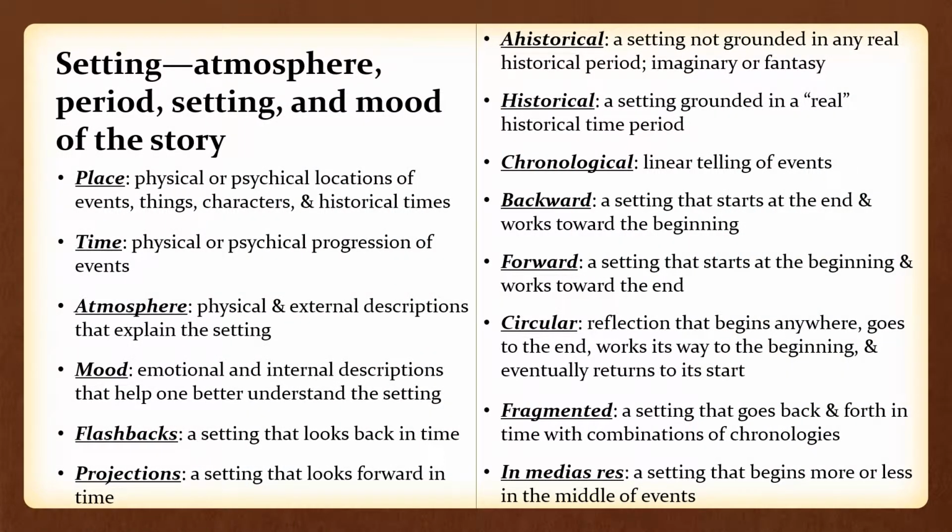Setting, atmosphere, historical period, physical setting, and mood of the story. So when performing a literary analysis of a text, readers should observe the following aspects of setting in the text: what the place, time, flashbacks, and projections are, whether or not the setting is ahistorical, historical, chronological, backward, forward, circular, or fragmented, as well as whether or not the setting starts in medias res.